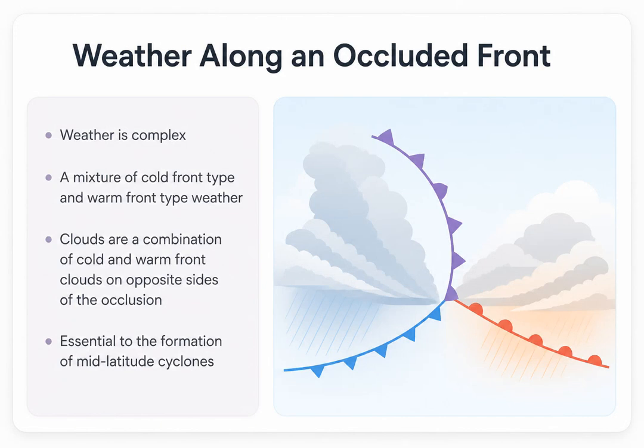Because an occluded front is essentially a collision of fronts, the weather along it is highly complex. It produces a mixture of both cold front type and warm front type weather. You will see a combination of the cloud types we just discussed forming on opposite sides of the occlusion. This occlusion process is a critical stage in the life cycle and formation of mid-latitude cyclones.